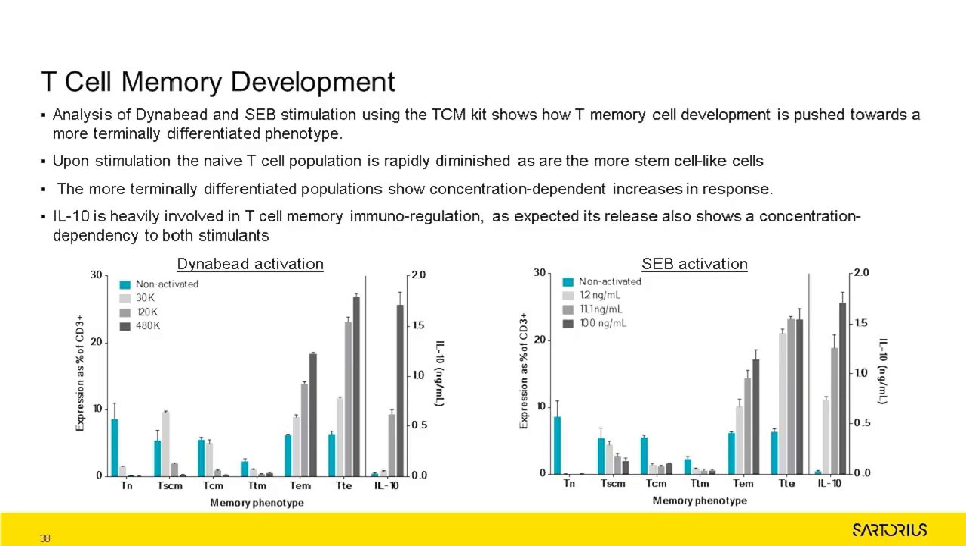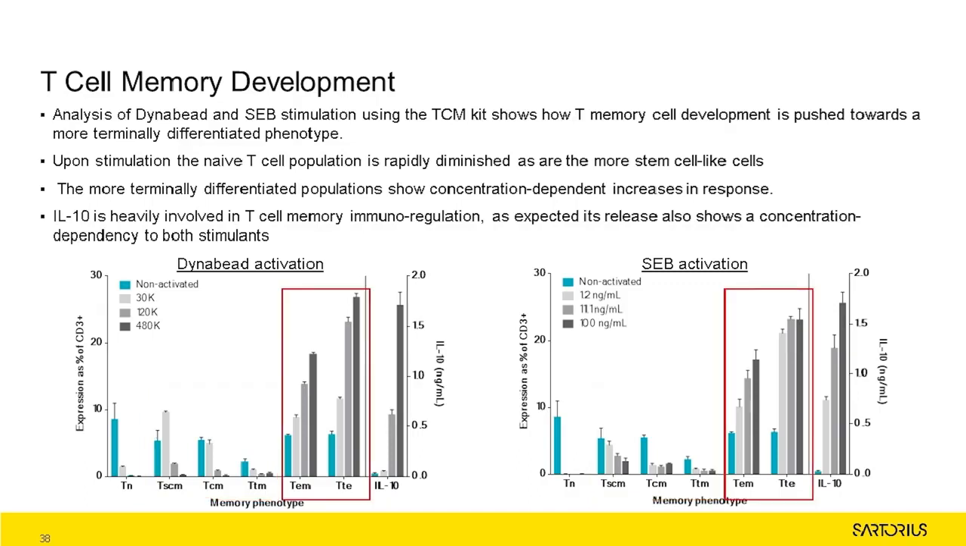The analysis shown here details how our two activators have affected the T-cell memory populations. Both Dynabeads and SEB stimulation show how T memory cell development has been pushed towards a more terminally differentiated phenotype. As stimulation increases, the naive population is rapidly diminished as expected, as are the more stem cell-like cells.